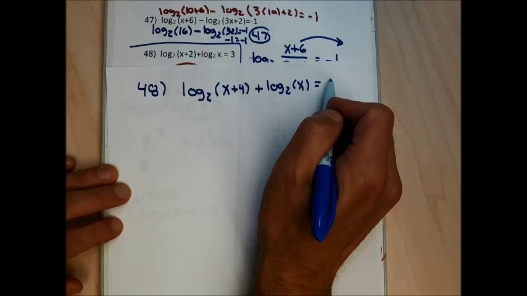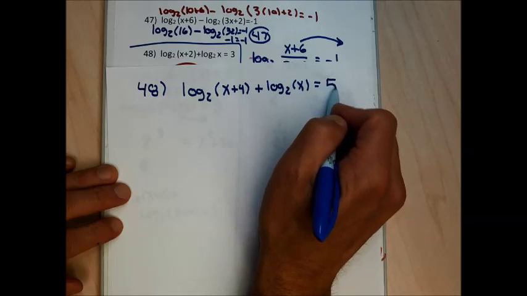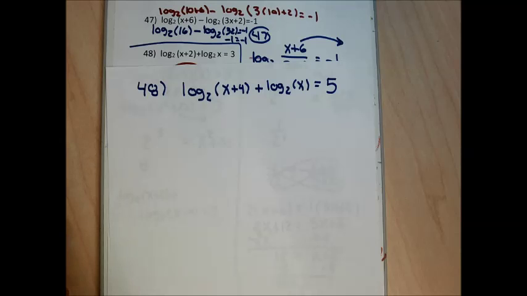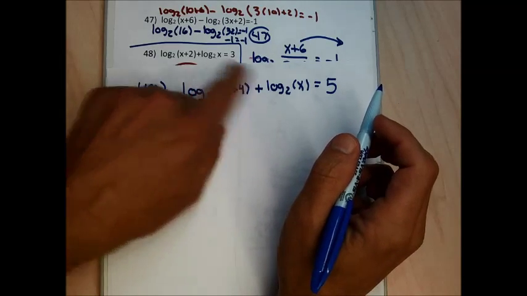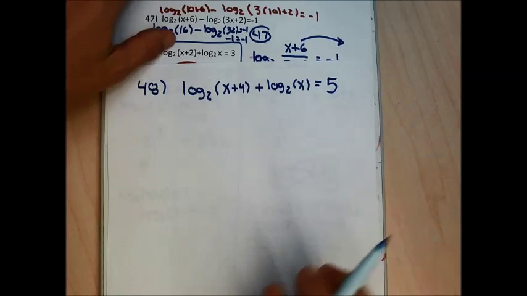trying to figure out what to make this equal to, 5. I'm going to make the problem work a little bit easier. So I'm going to change that problem 48 just a little bit. I changed the x plus 2 to an x plus 4. I changed the 3 to a 5 for good purposes.